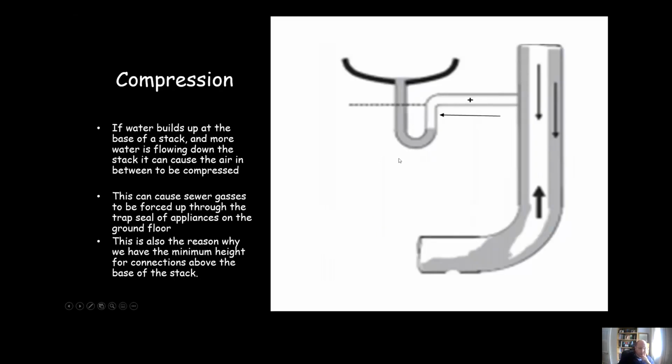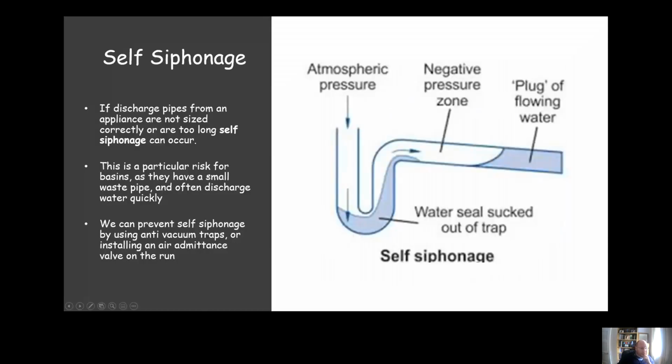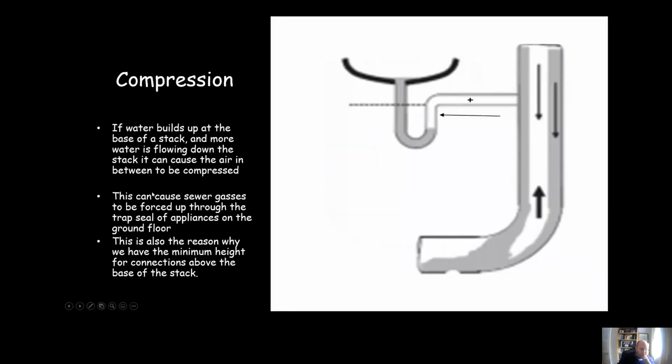Compression happens at the base of the stack. That's if you have a build-up of water at the base of the stack and a lot more water discharging down on top of it. That can cause a build-up of positive pressure, which can then force the sewer gases out through the trap and into the house. It's remedied by increasing the distance between the base of the stack and the bottom connection, base connection.